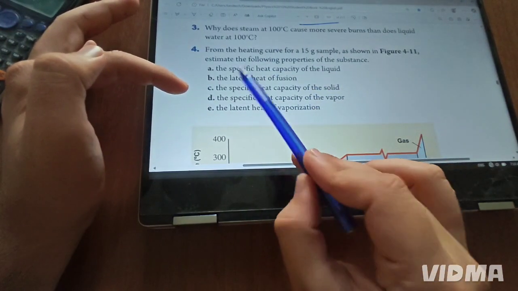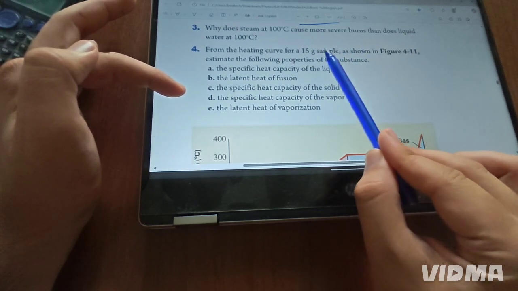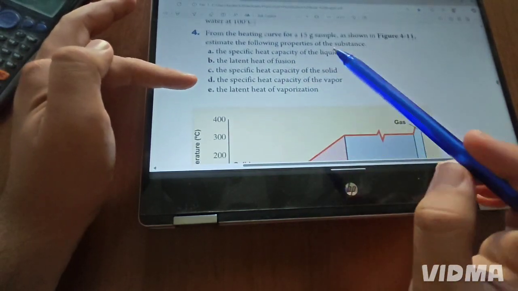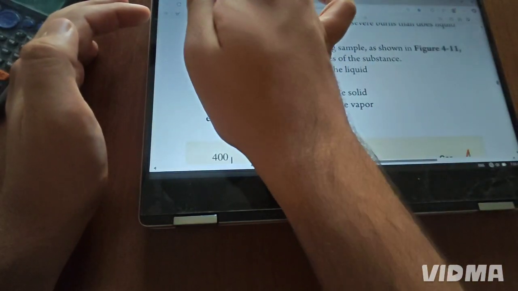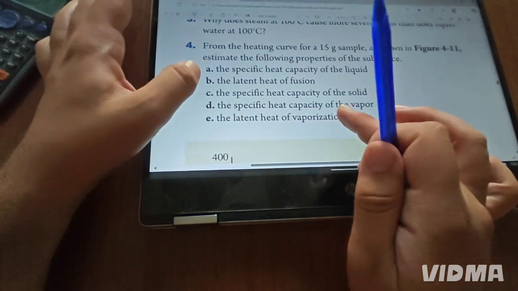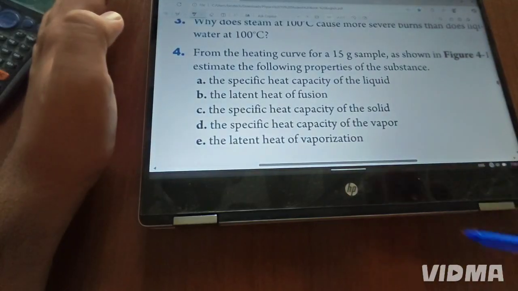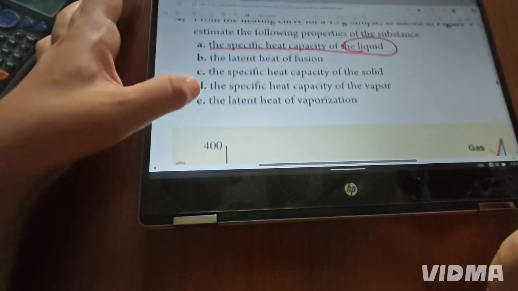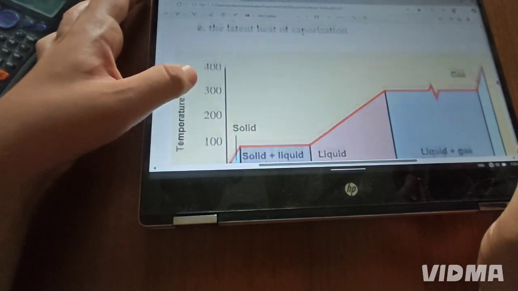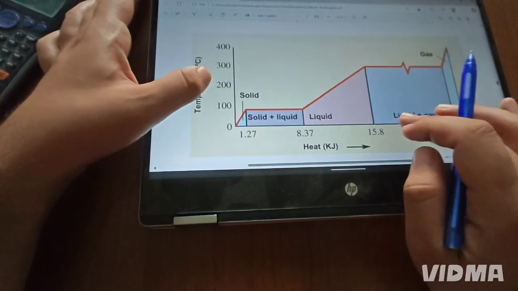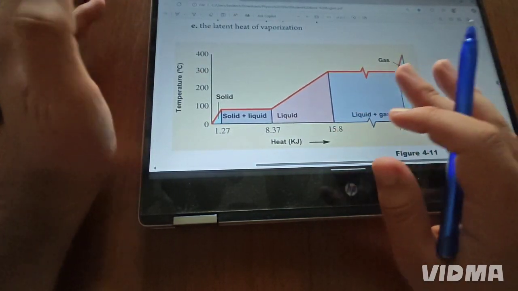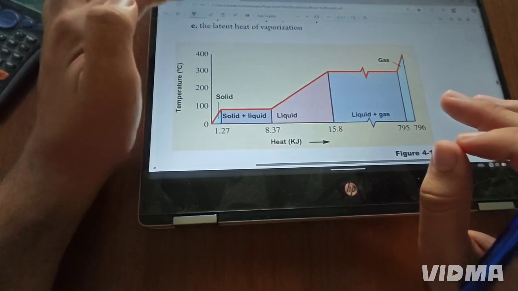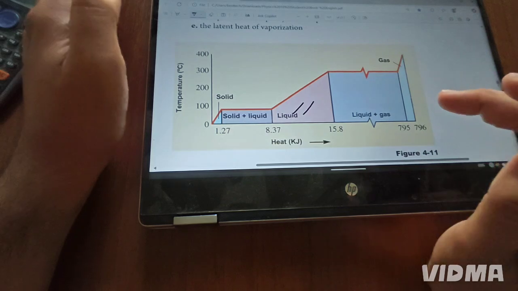So, for example, in here, from the heating curve for a 15-gram sample, as shown in this figure, estimate the following properties of the substance. First of all, part A. The question said, find the specific heat capacity of the liquid region. You have to look at this graph, and in which region you have liquid. You have to first mention the region. In this region, of course. This is the region of the liquid, right?